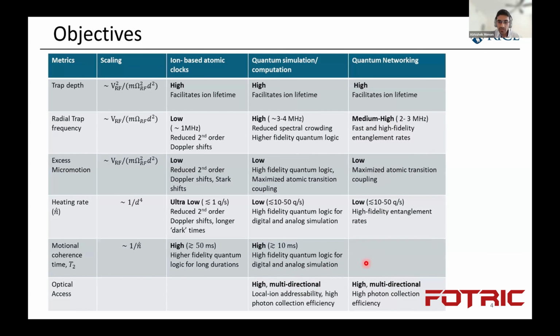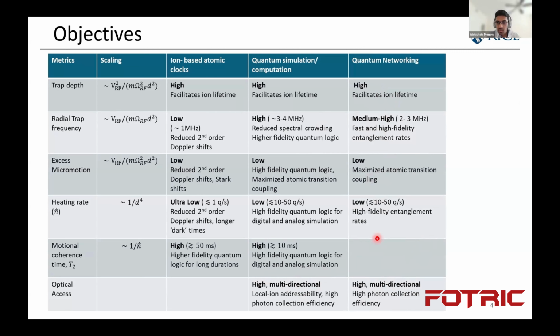And for networking, the main feature is that you want the collection efficiency as high as possible so that you can increase your entanglement rate and get as many photons as you can. At the same time, you have another set of parameters that you need for these metrics. So let's orient the trap in a way so that we can meet some target metrics.